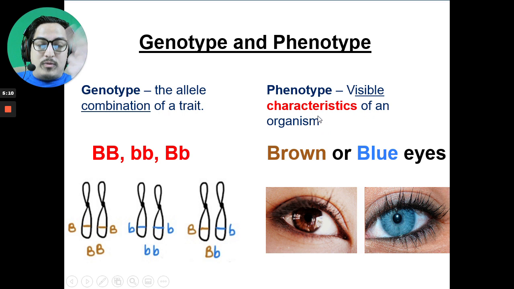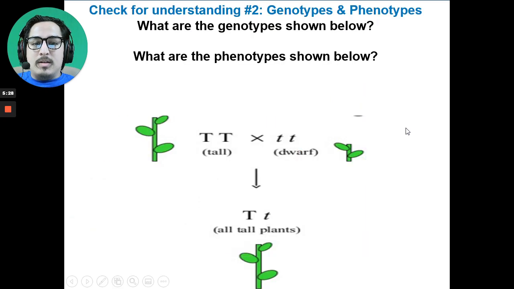So physically, you can tell me the color, the shape, the height, or whatever. So in this case, capital B is brown. Lowercase b is blue. That's it, right? Genotype is the letter combination. Phenotype is the physical look. Got it? That's one. So let's practice a little bit here.